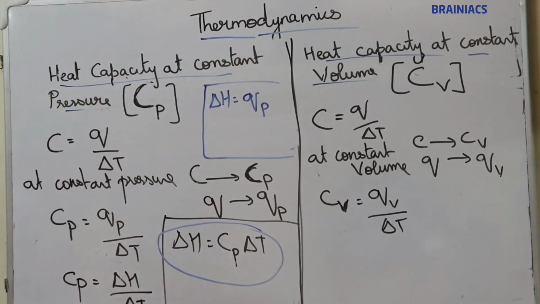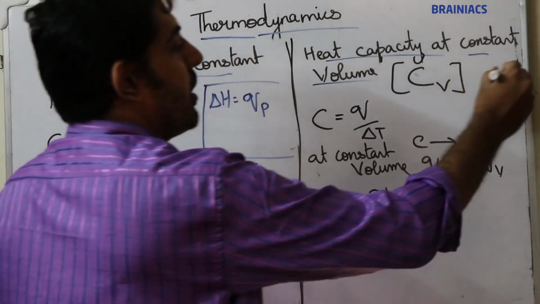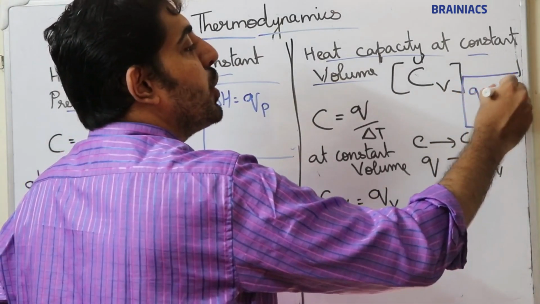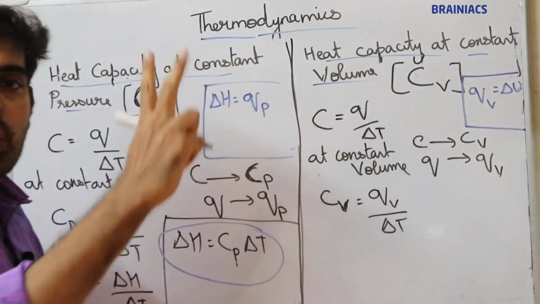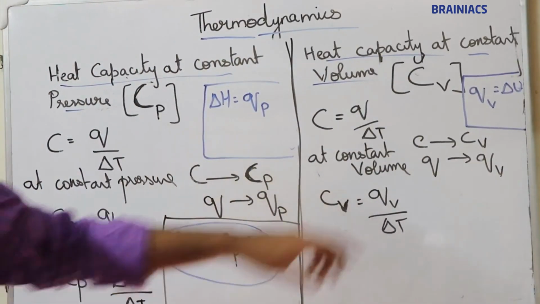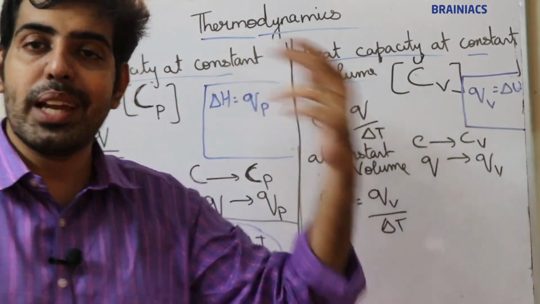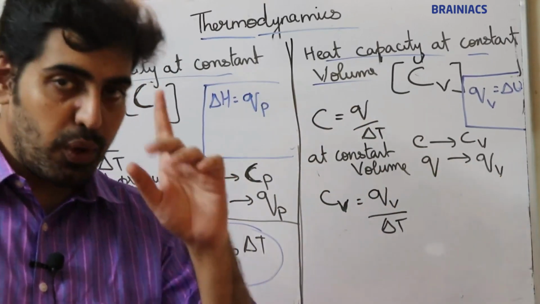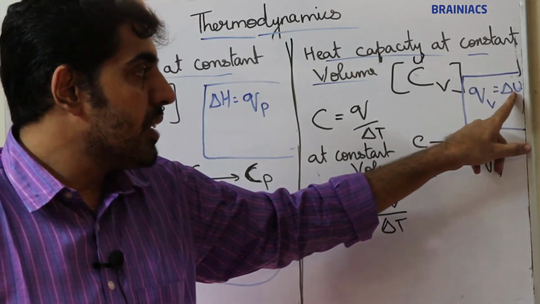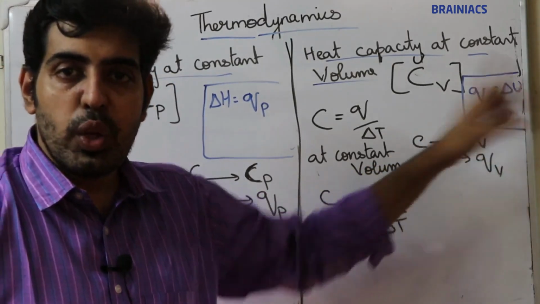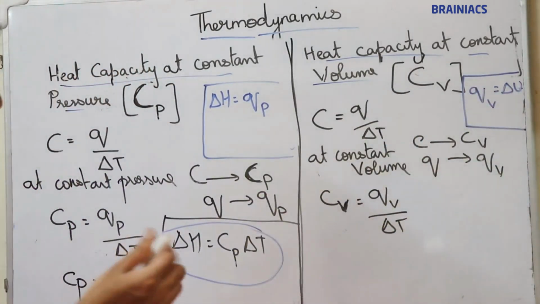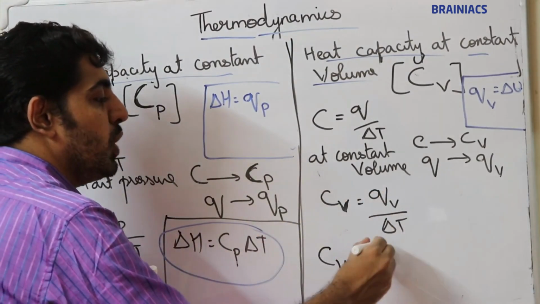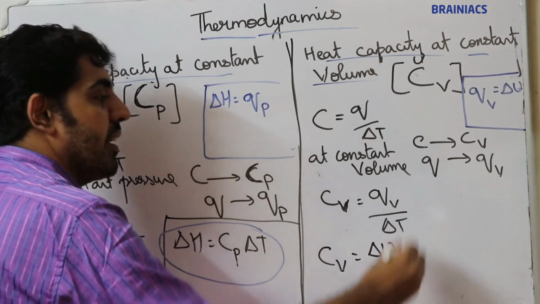Right? Now, what is Qv? Qv means it is delta U. We learned 2 equations to calculate delta U. One is delta U is equal to Qv. The second equation is delta U is equal to Q plus W, the first law of thermodynamics. So delta U is Qv. So instead of Qv, you can write delta U here. So you'll get Cv is equal to delta U by delta T, right?